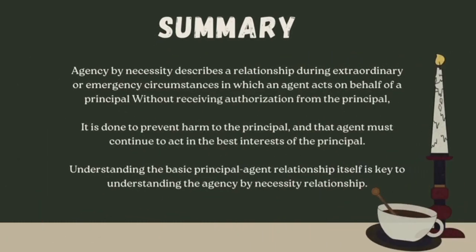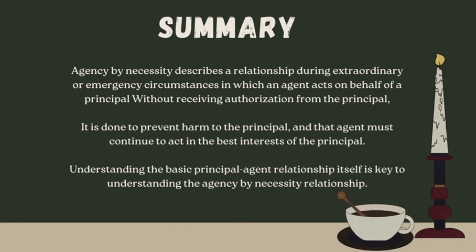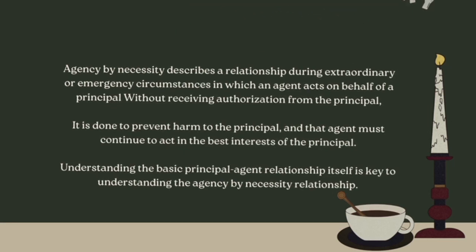The summary is, agency by necessity describes a relationship during extraordinary or emergency circumstances in which an agent acts on behalf of a principal without receiving authorization from the principal. It is done to prevent harm to the principal, and the agent must continue to act in the best interest of the principal. Understanding the basic principal-agent relationship itself is key to understanding the agency by necessity relationship.